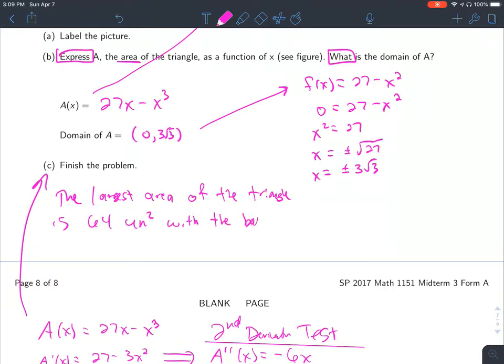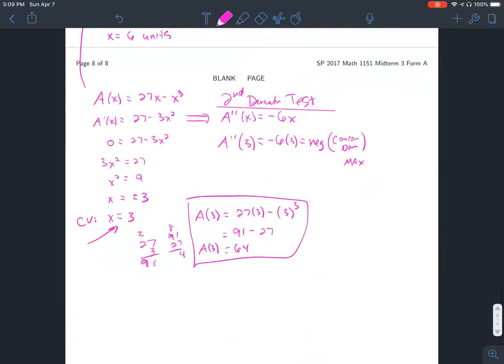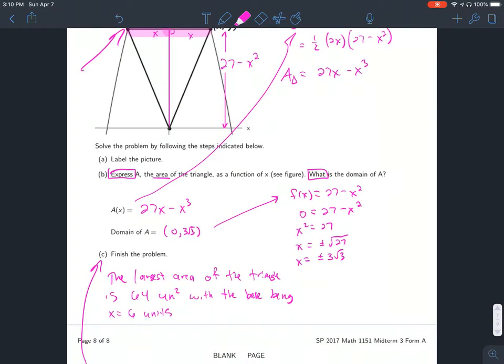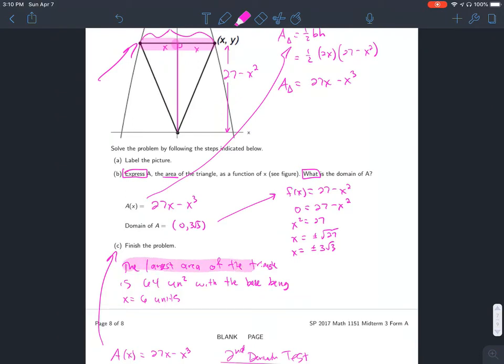With a base being x equals 6 units. Why is it 6? Once again, 3 represents the x value. The x value goes from here to here. The base is twice that long. If you want to also give a height, you could. I don't think you need to do that, though. For sure, in your answer, you need to say the largest area of the triangle is 64 square units.